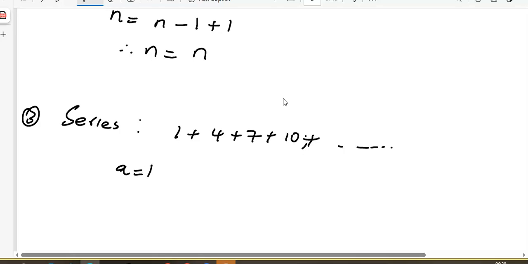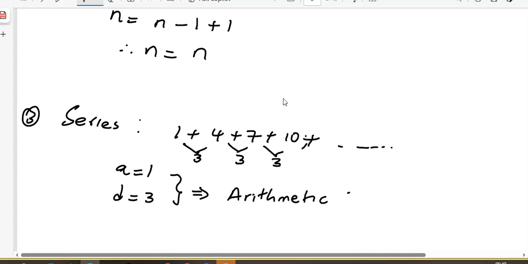So now we can see that the difference here is 3. The difference here is also 3. The difference is 3. So we have the common difference of what? Of 3. Because of D, we're going to conclude and say this is arithmetic.